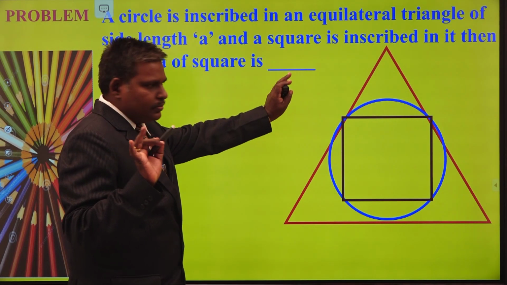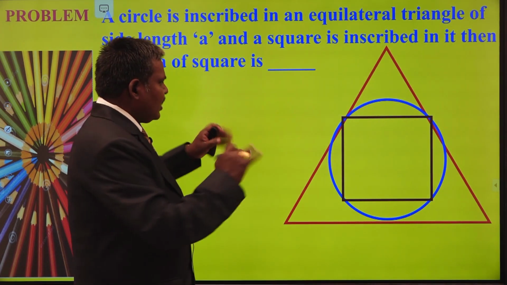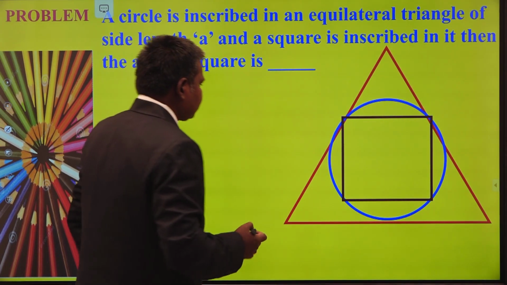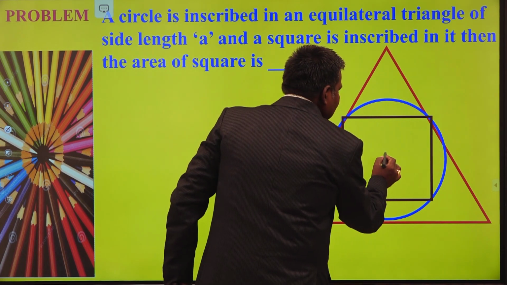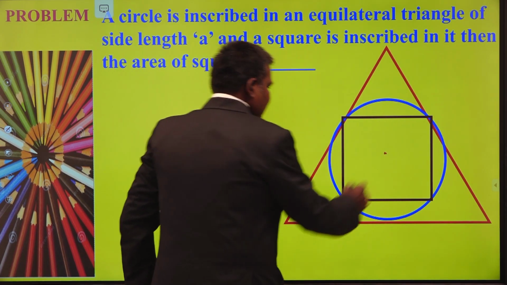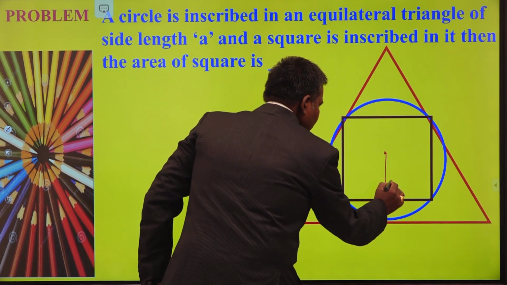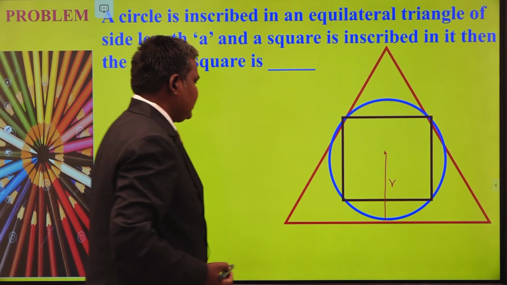This is the problem. I don't know any formula. Let us try to do this problem. Let r be the radius of the circle. This is the center of the circle, and this is the radius of the circle.